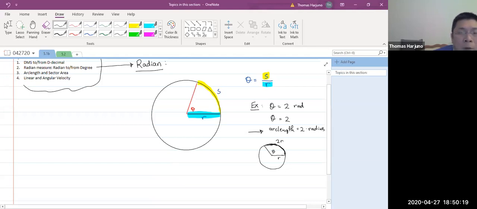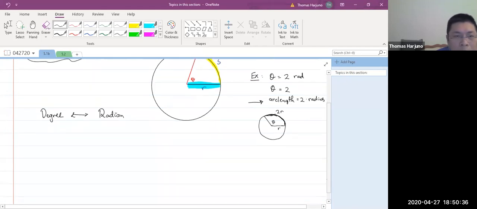Now let's see, how do we relate the degree measure and the radian measure? It will be as the following. We know 360 degrees is equivalent to what radian? 2 pi radian. Oh, Thomas, how do you get that 2 pi radian? Well, because of the following.